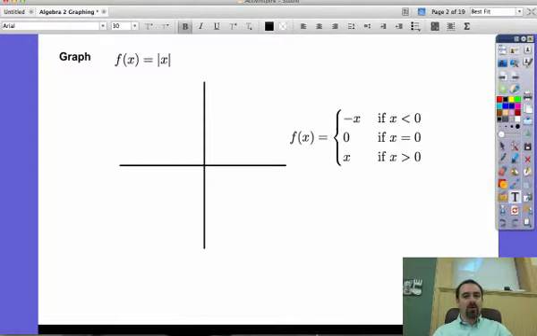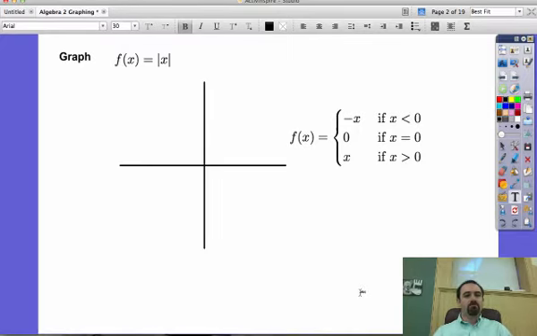So let's go ahead and graph the absolute value function. So again, a function is simply something where I have an input and an output. Here are my inputs. My output is going to be whatever I get. It's just notation. I could have used y equals absolute value of x and it would have been fine. Okay, so first things first. We basically have three functions. Okay, the first function is the line negative x. The second function is the point 0, and the third function is the line x.